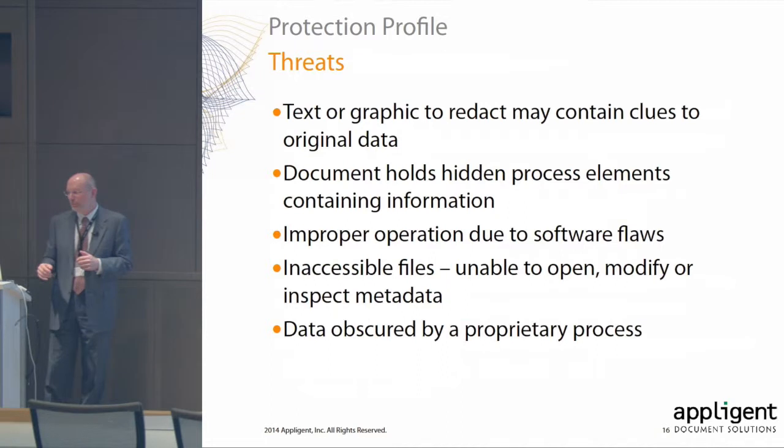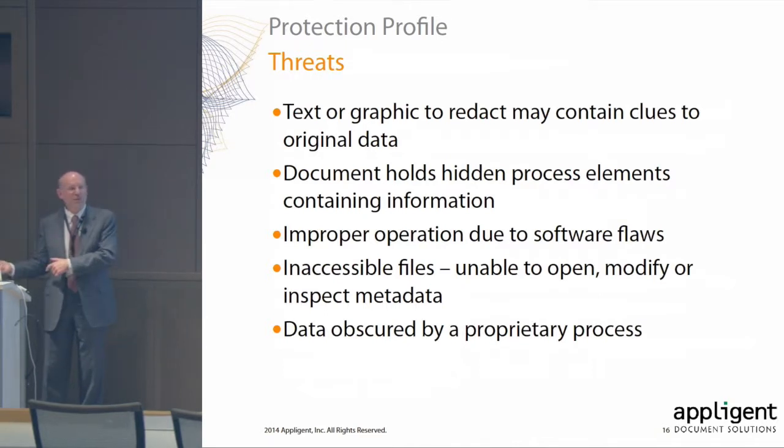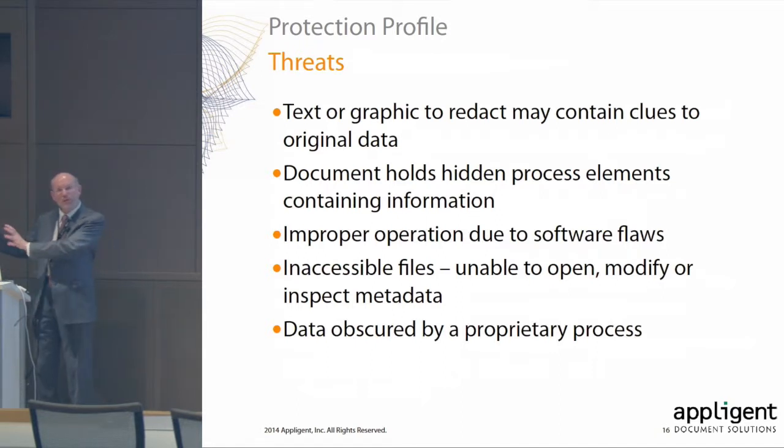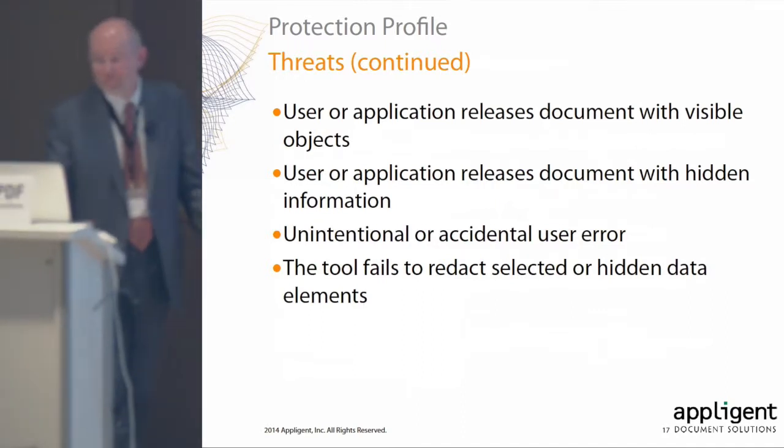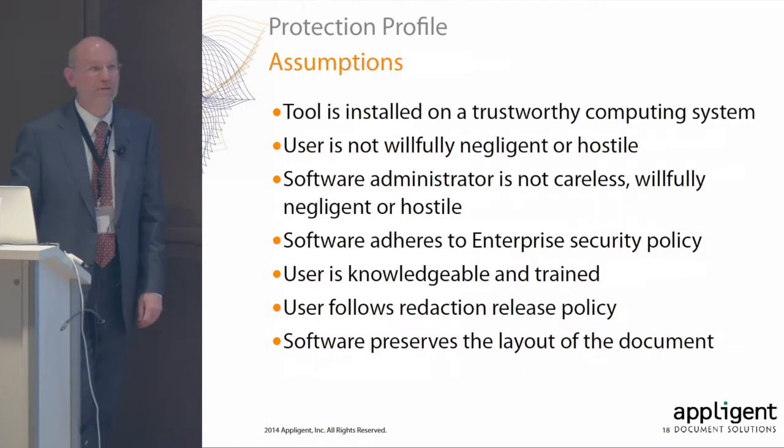When it's talking about obscured proprietary information, a good example is something like a PDF file, which contains Adobe Illustrator information. That's kind of proprietary and kind of outside the scope, but it is a threat. So you have to get rid of that stuff when you are creating a redacted version of that file. Or the same, the user could screw up, or the redaction tool can fail.